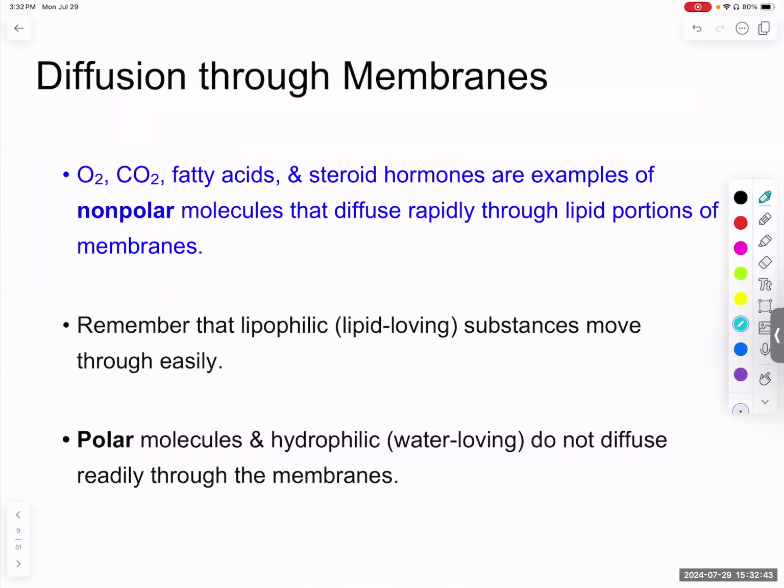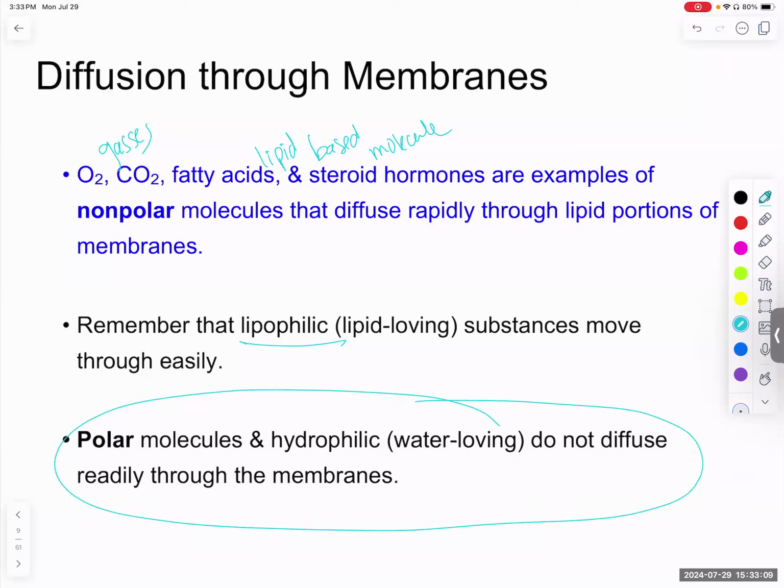Oxygen, carbon dioxide, any kind of gases, and then any lipid-based molecules. So we do have some hormones that are nonpolar. We say they're lipophilic, they are lipid-loving, they are hydrophobic, they do not like water, and they are going to pass through, but polar molecules are lipophobic. It's an L. But hydrophilic, they need carriers.